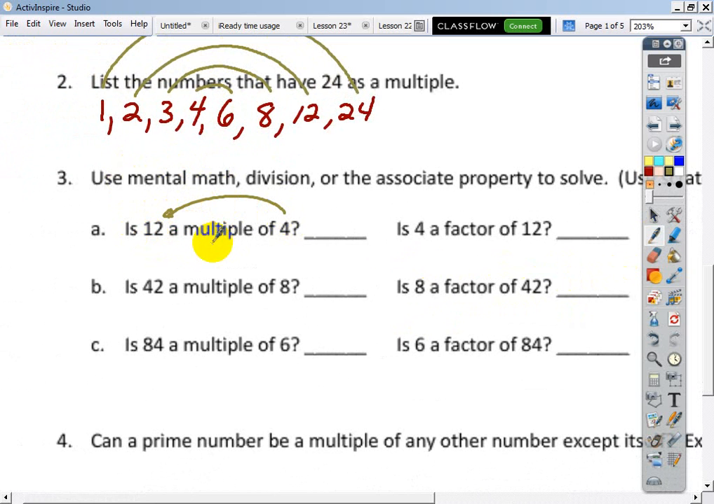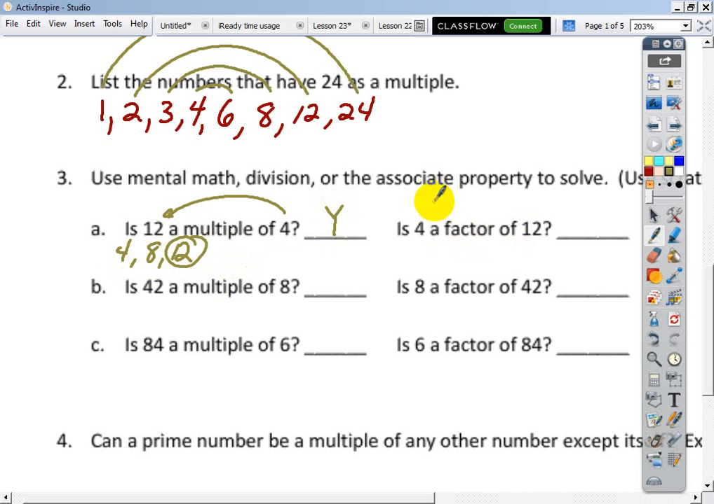Is 4 a multiple of 12? Yeah, 4. You figure it goes 8, then it goes 12, and I hit it. So I hit 12. I'm counting my 4s, I hit 12. Yes. I'll put a Y in there for that one. Is 4 a factor of 12?